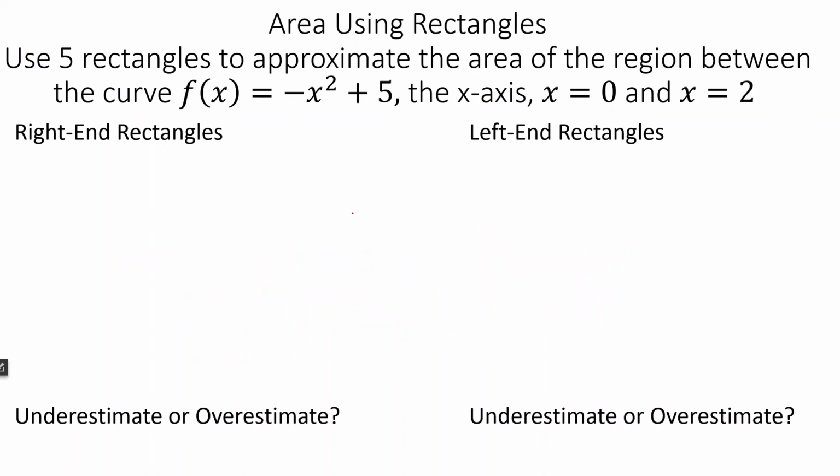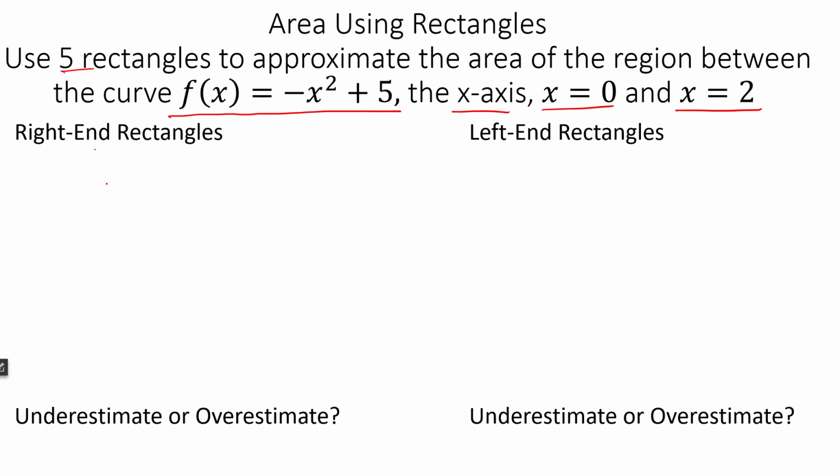All right, so now we're going to try and find the area under a curve. Use 5 rectangles to approximate the area of the region between the curve f of x equals negative x squared plus 5, the x-axis, x equals 0, and x equals 2. And we're going to do it 2 different ways. We're going to use right-hand rectangles and left-hand rectangles.